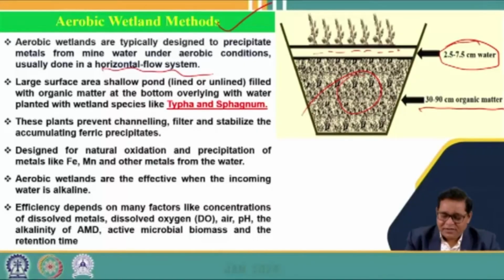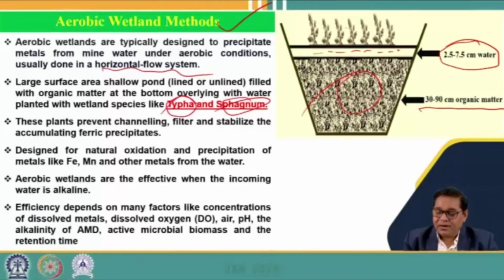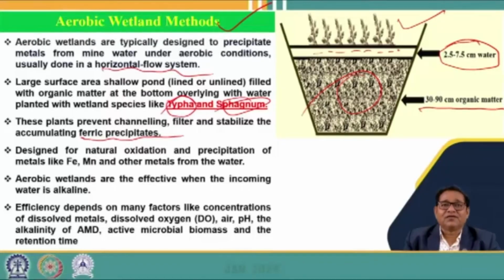At the top, species like typha and sphagnum are used for adsorption of the heavy metals present in the mine water after the precipitation. These plants also prevent channeling, and filter and stabilize the accumulating ferric precipitates after neutralization of the wastewater. They basically work on natural oxidation and precipitation processes, where iron and manganese get oxidized and precipitated in the form of their hydroxides.